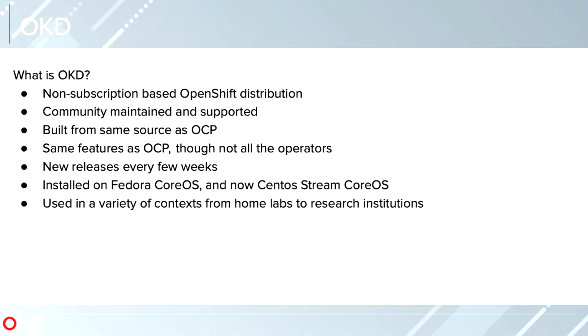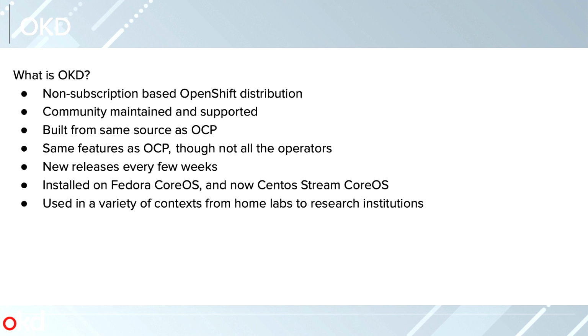So we have new releases every few weeks, and we're going to talk about a very exciting feature in a minute here, the OKD Streams, which are going to help us to deliver those. And it's very timely because we had a very exciting release today. Some of you might have seen on Twitter. One of the other big differences between OKD and OCP is that OKD can be installed on Fedora CoreOS and CentOS Streams CoreOS, whereas OCP is installed on RHEL CoreOS.